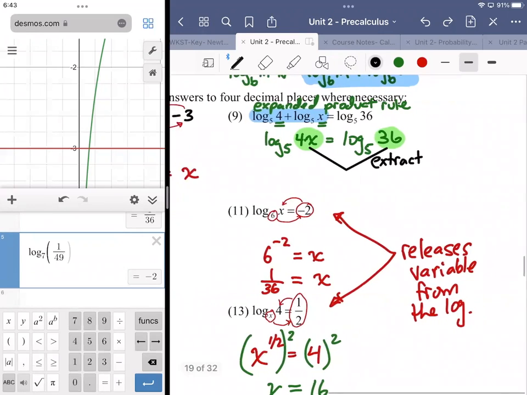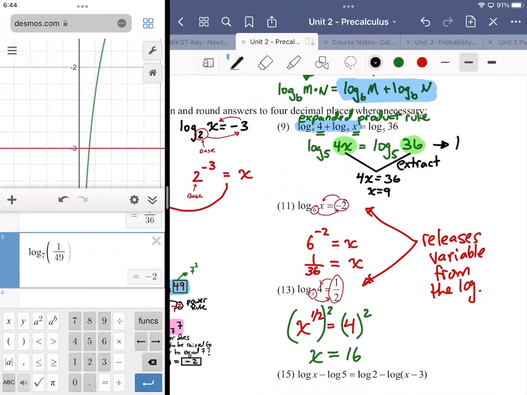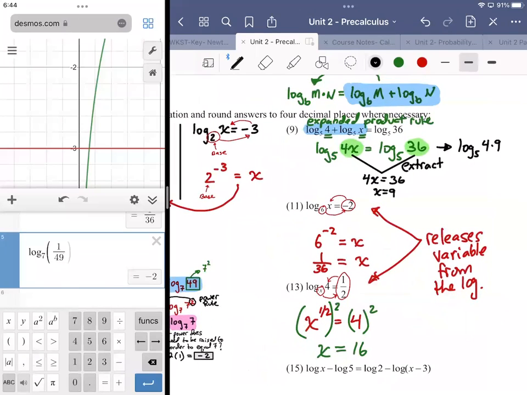That'd be like if you had something like f of x is equal to x, and somebody came along and said, all right, let me cancel the x's. It doesn't work that way because this is notation. You just can't do that. It's the vocabulary. So we extract the 4x, we extract the 36, solve, you get x equals 9. And that tells us that the log base 5 of 4 times 9, because that's our x value, would be equal to the log base 5 of 36. Which would be a true mathematical sentence.